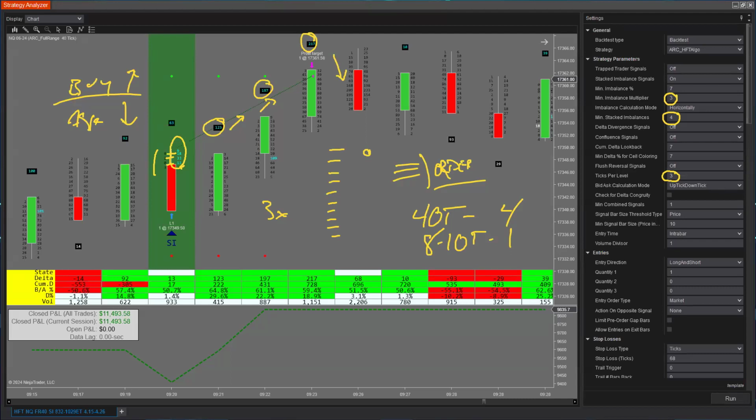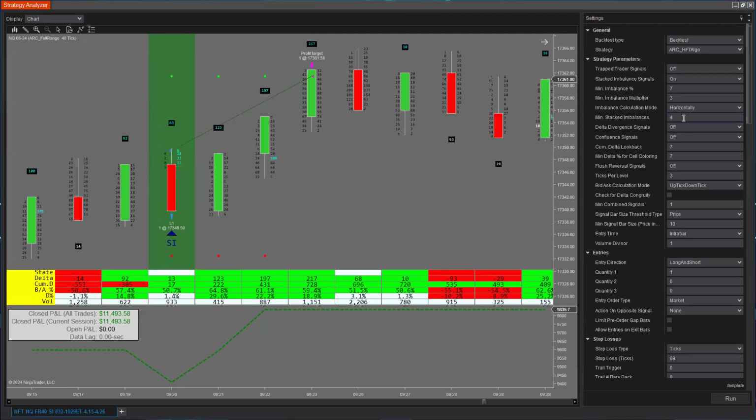And you can set the percentage required. You can set the multiplier and you can set the minimum number of stacked imbalances. Minimum imbalance percent means comparatively to the other orders, and so that will play into it. You can optimize all this stuff. Of course, this is all in the manual, so you'll want to take a look at that to go through in more depth.